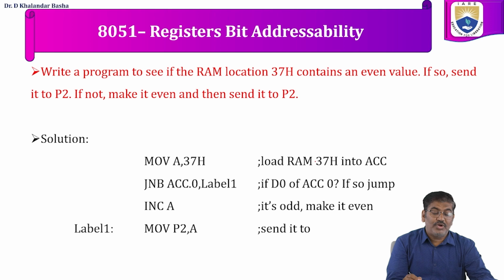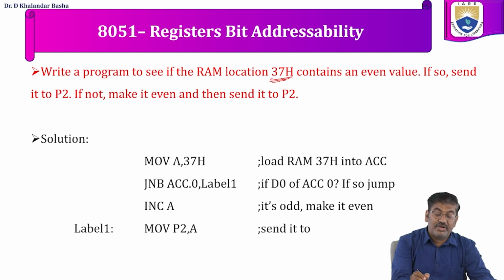Next, write a program to see if the RAM location 37H contains an even value. If so, send it to P2. If not, make it even and then send it to P2. So here we have to fetch the contents of address 37H. Then we are going to check whether the accumulator content is even or odd.